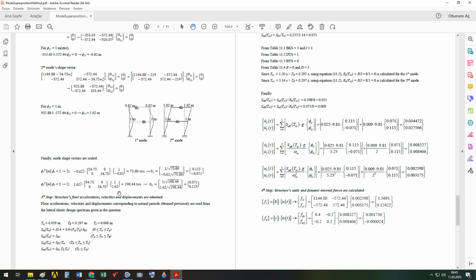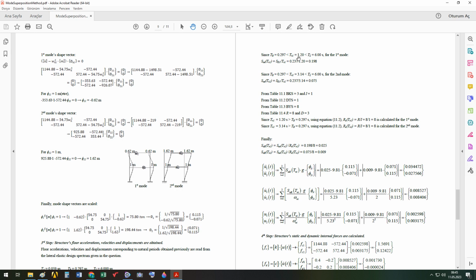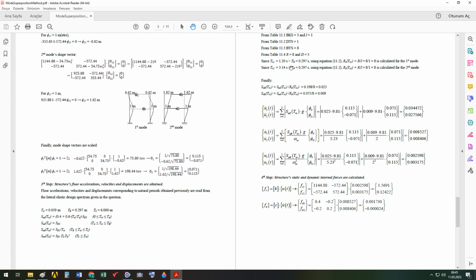Okay. Now, free vibration analysis is finished. I can continue with the mode superposition method. These values are given in the question, these equations. The natural vibration period of the first mode is 1.20. So here in this formula we see 1.20 is between TB and TL.